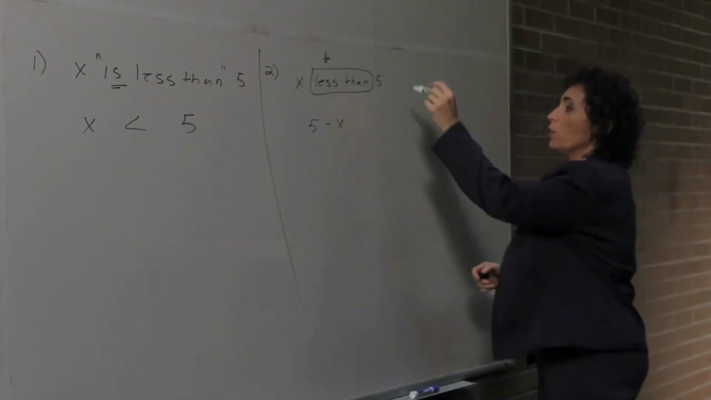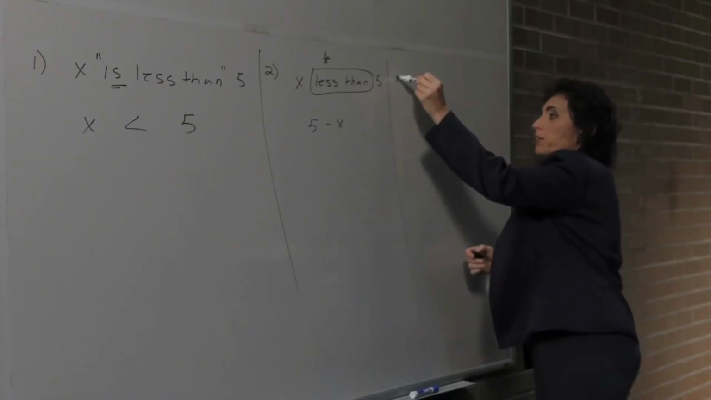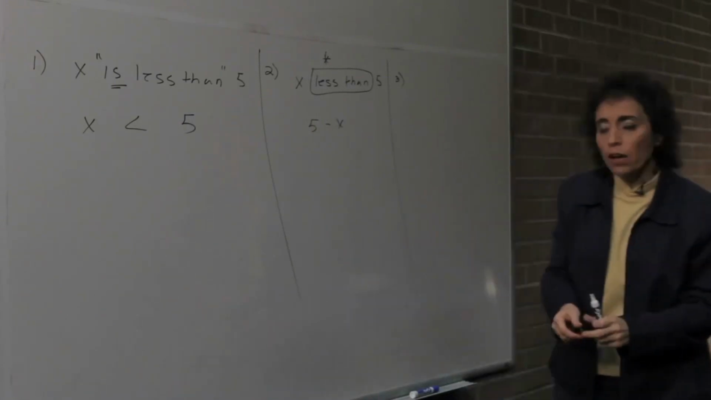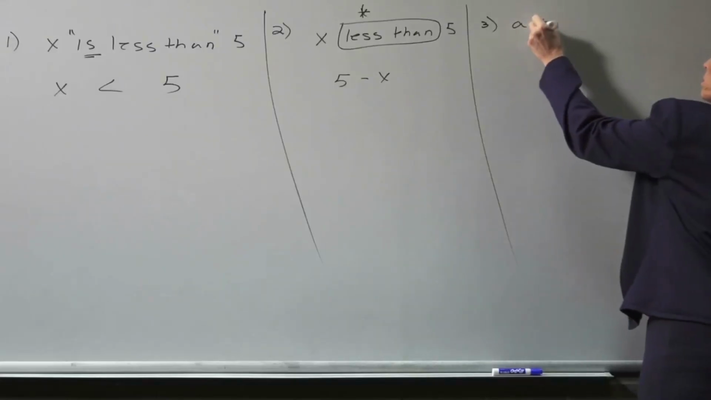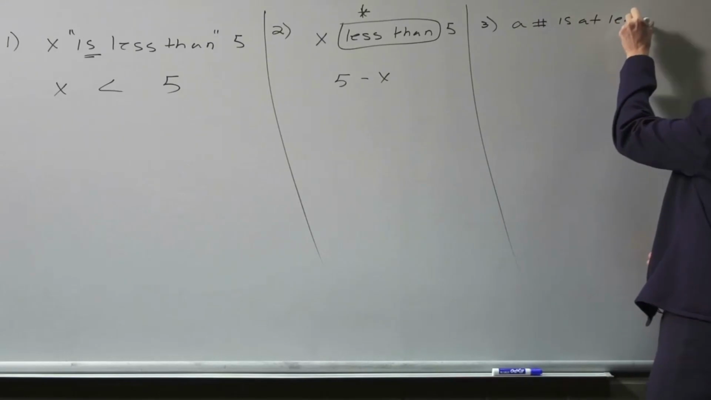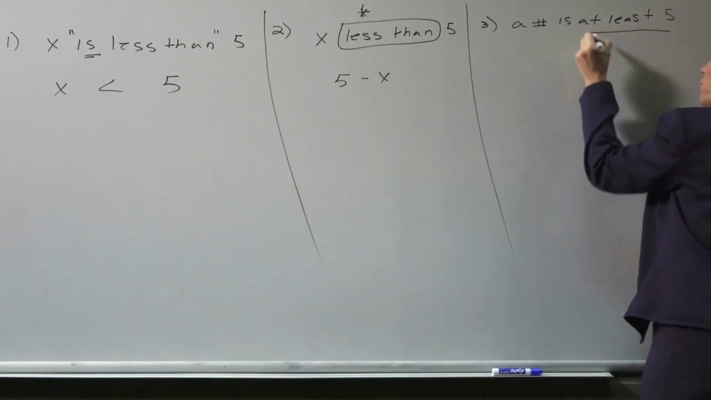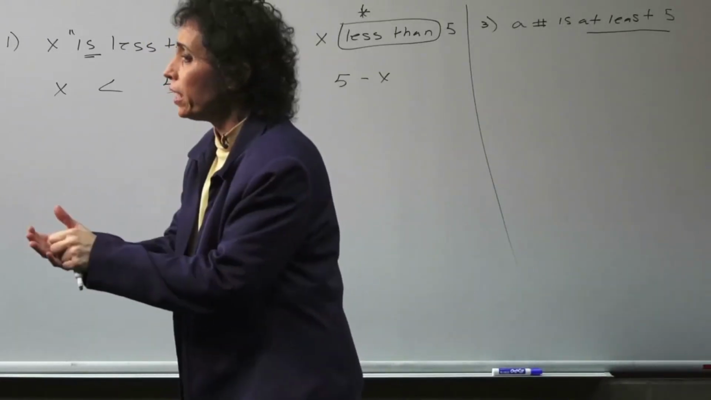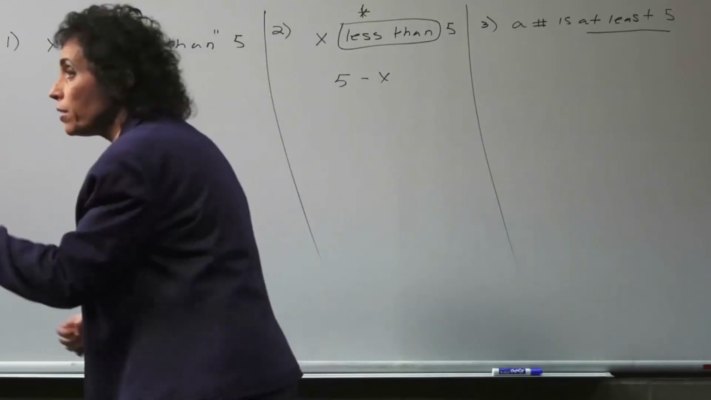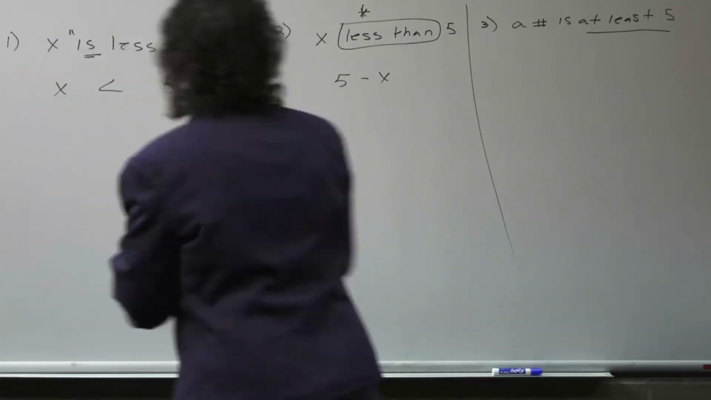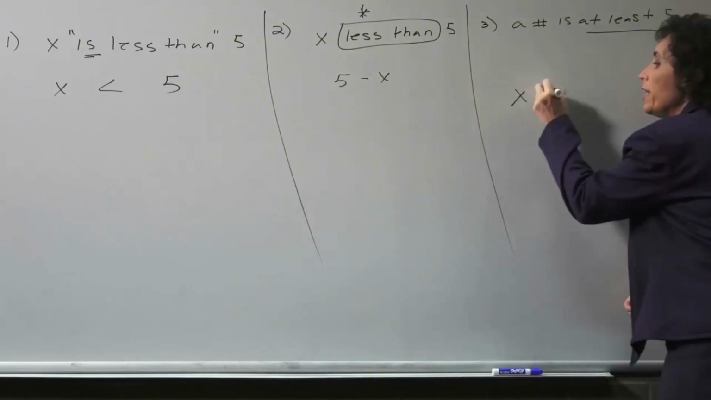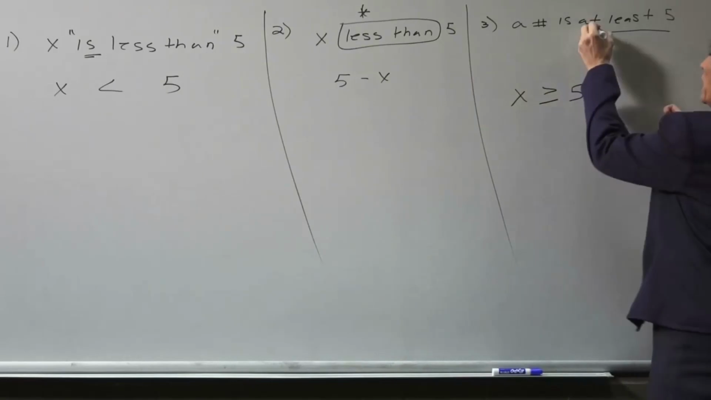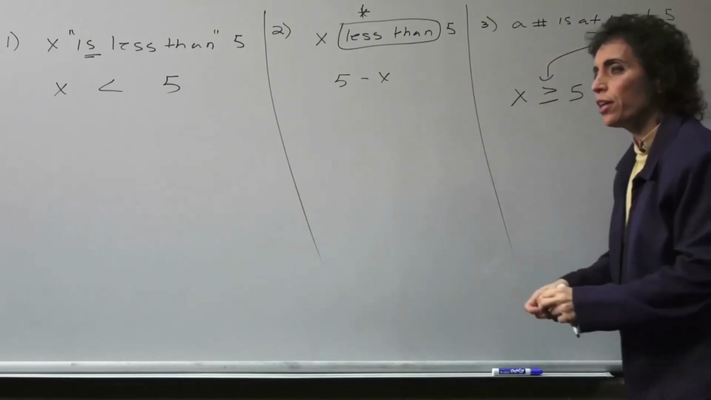I'm going to do one more with you. Then I'm going to ask you to go to your workbook to do the next 3. A number is at least 5. Let's talk about this phrase, at least. If I have at least $5 in my pocket, it means I have $5 or more. So a number is at least 5 means it's got to be greater than or equal to 5. So at least is the symbol greater than or equal to.